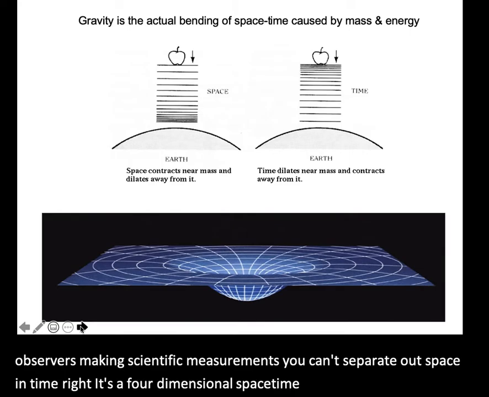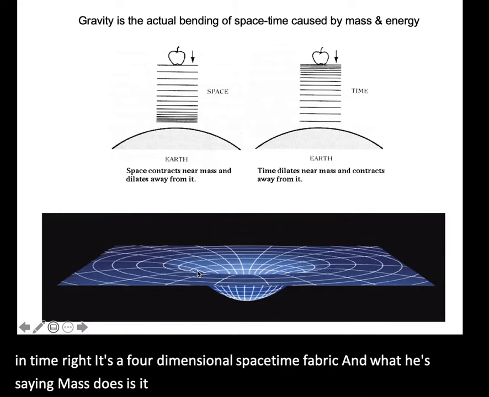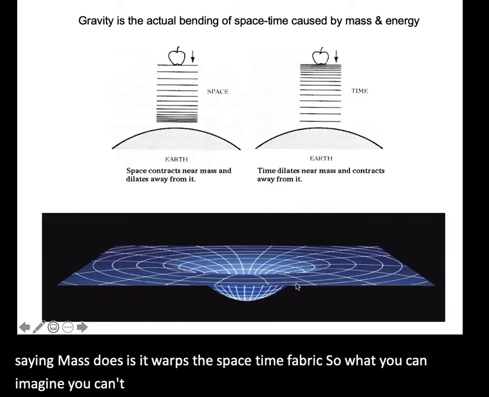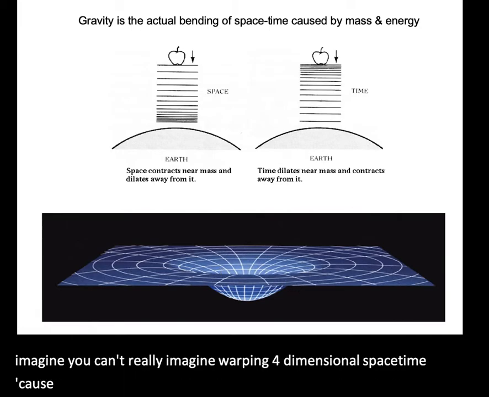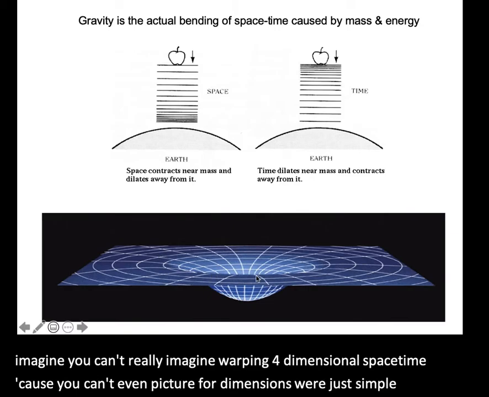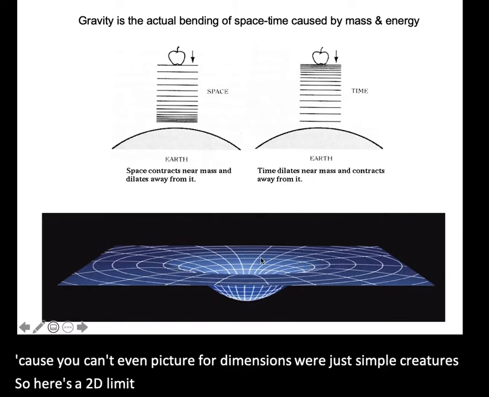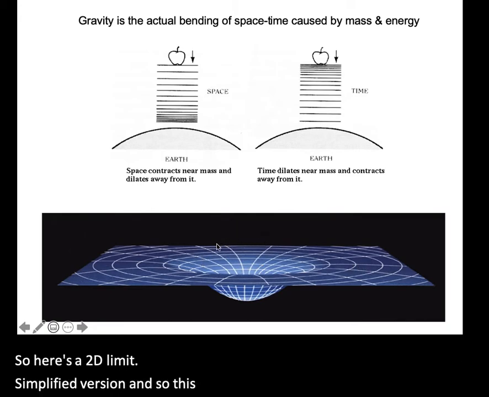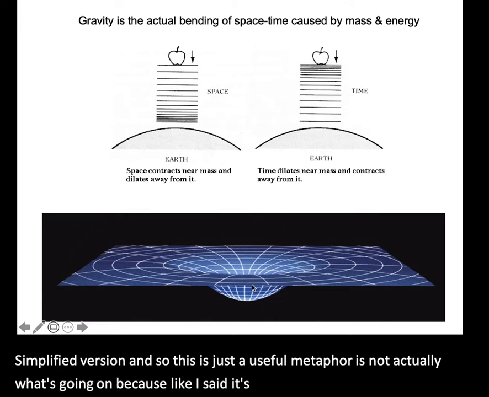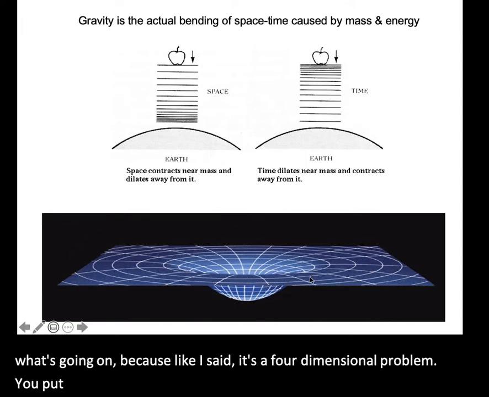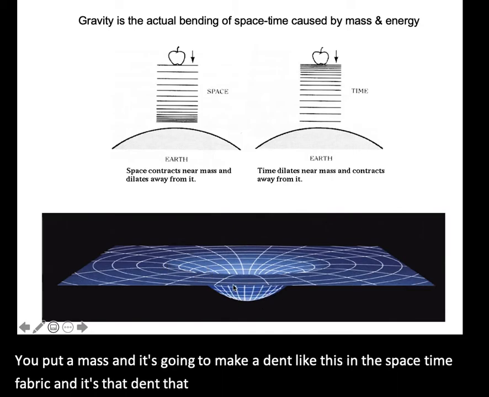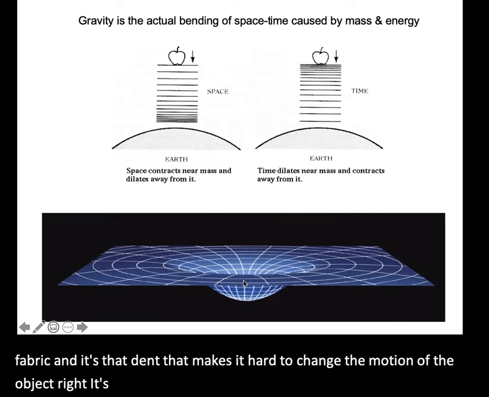And what he's saying mass does is it warps the space-time fabric. You can't really imagine warping 4-dimensional space-time because you can't even picture 4 dimensions. We're just simple creatures. So here's a 2D limit, a simplified version. This is just a useful metaphor. It's not actually what's going on because, like I said, it's a 4-dimensional problem. You put a mass in, it's going to make a dent like this in the space-time fabric. And it's that dent that makes it hard to change the motion of the object, right? It resists changes in speed and direction because it's created this dent in the space-time fabric.